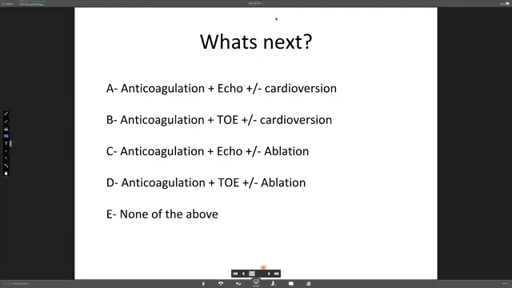So based on that ECG, what would you do next? Would you start this patient on anticoagulation, do a transthoracic echo and then cardiovert, or whether you will do a TOE and then cardiovert, or whether you consider this patient for ablation, or you will do nothing?